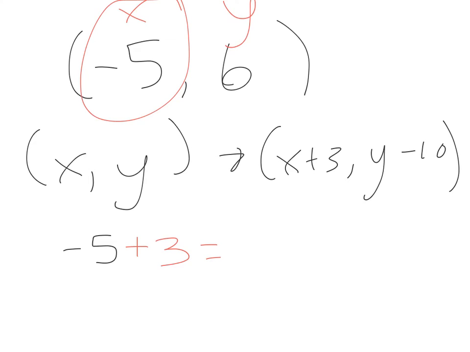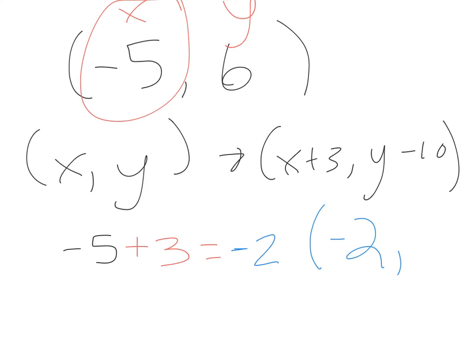Are there more good guys or bad guys? There's more bad guys, so it's going to be negative. I have one that's positive and one that's negative, which means I subtract, and 5 minus 3 is 2. So my new x value is negative 2.